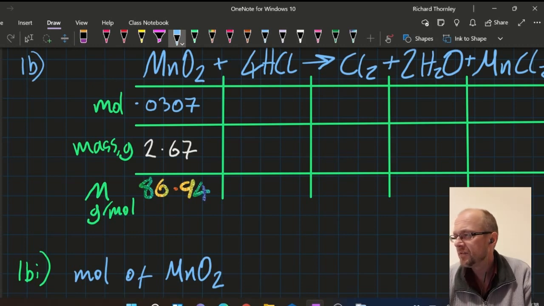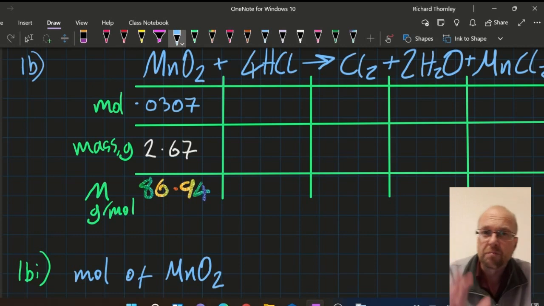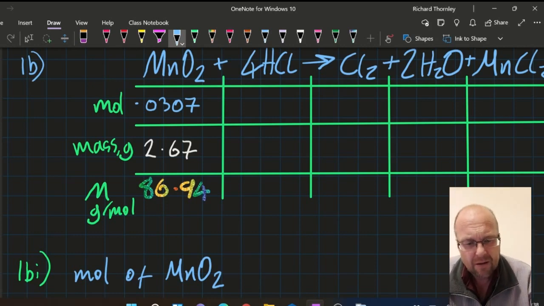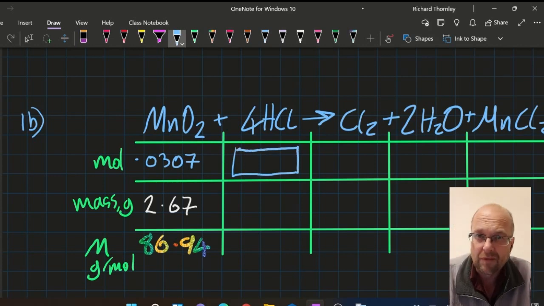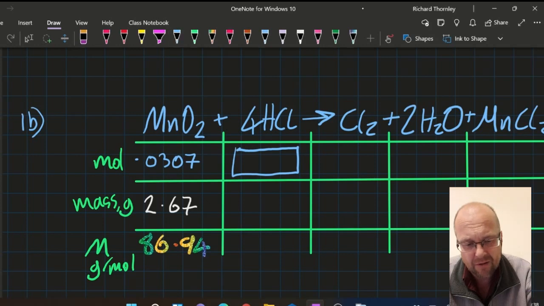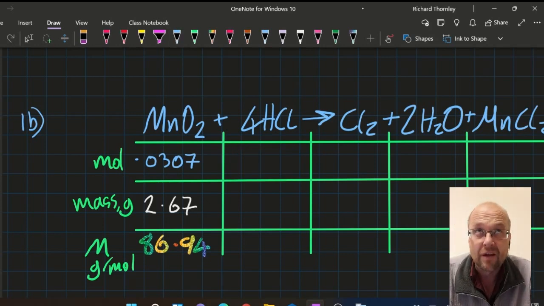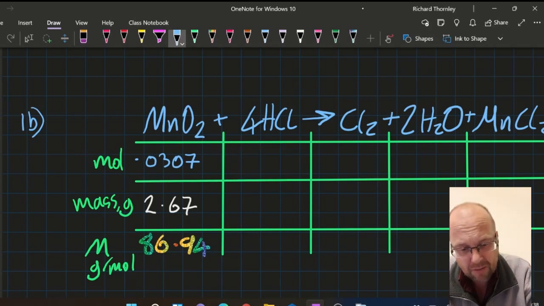Which is the excess and limiting. I like to use this boxes method. So they're going to have to tell me what's going on in this box, and then I'll work out which one is too much, excess, and which one isn't enough. Hydrochloric acid is a solution, so moles is going to be concentration times volume for a solution. And they better give me those or I can't do it.